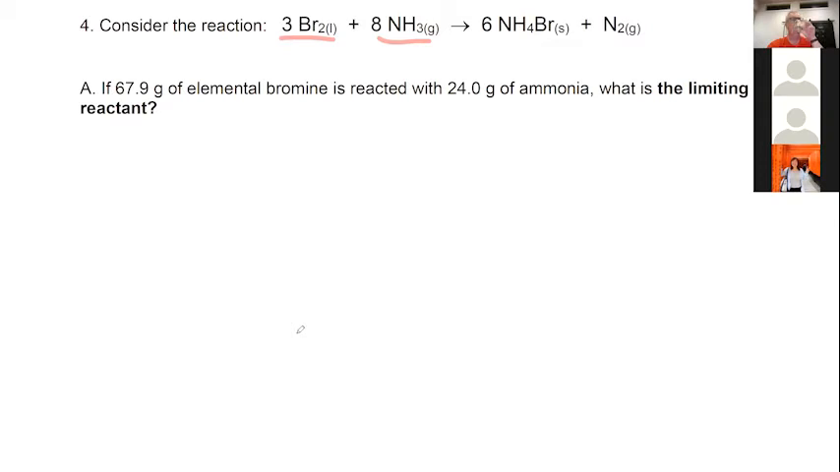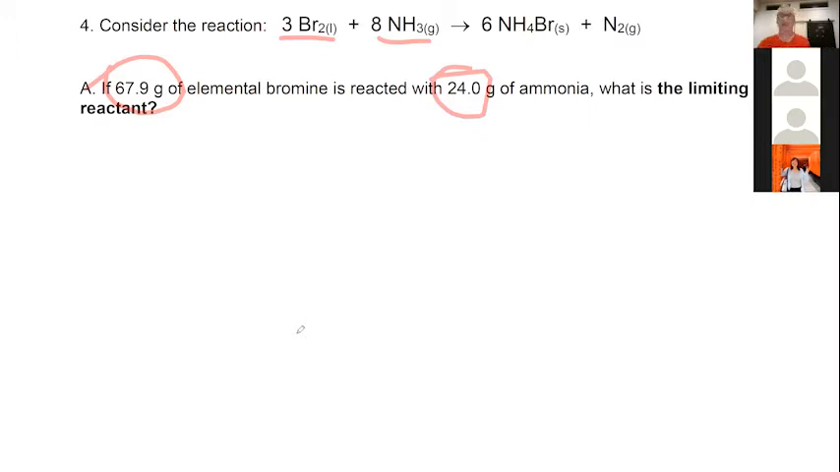It's going to be determined by the one that you run out of first. Right. So if I take that amount of bromine and convert it to product, and I take that amount of ammonia and convert it all to product, which one is going to be less? Which one is going to give me less product? Would that be the limiting reactant or the excess reactant? The one that gives me less product. Limiting. Limiting one. That's right.